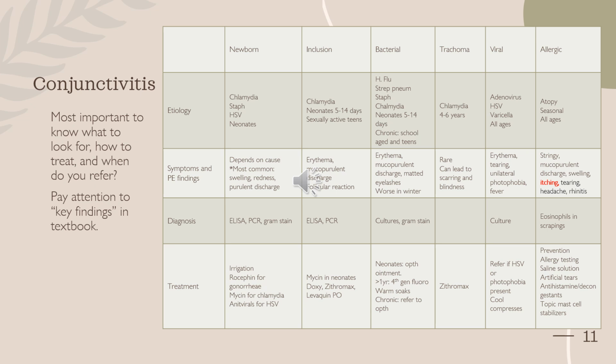Allergic conjunctivitis. This is usually in atopic patients, which we're going to get to a little bit later, but atopy is a triad of asthma, allergic rhinitis, and eczema. So allergic conjunctivitis usually affects those patients more than anybody else. It is seasonal, just like with all other allergies. It's going to happen in different seasons. They can have stringy, mucopurulent discharge, swelling, itching is the big thing. Okay, most of the others do not have a lot of itching, but allergic conjunctivitis, you'll see itching. They'll have a lot of tearing. They can have headaches, usually associated with rhinitis also.